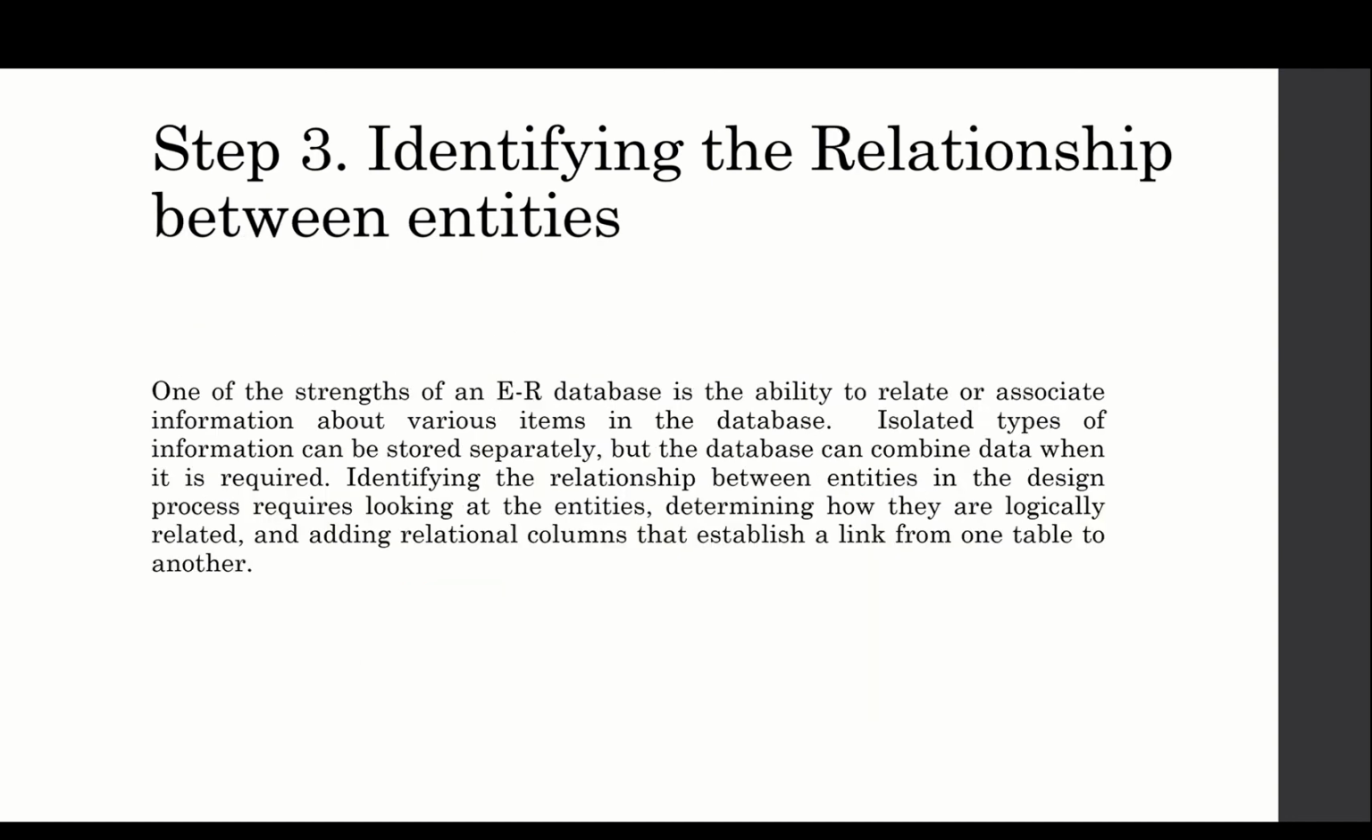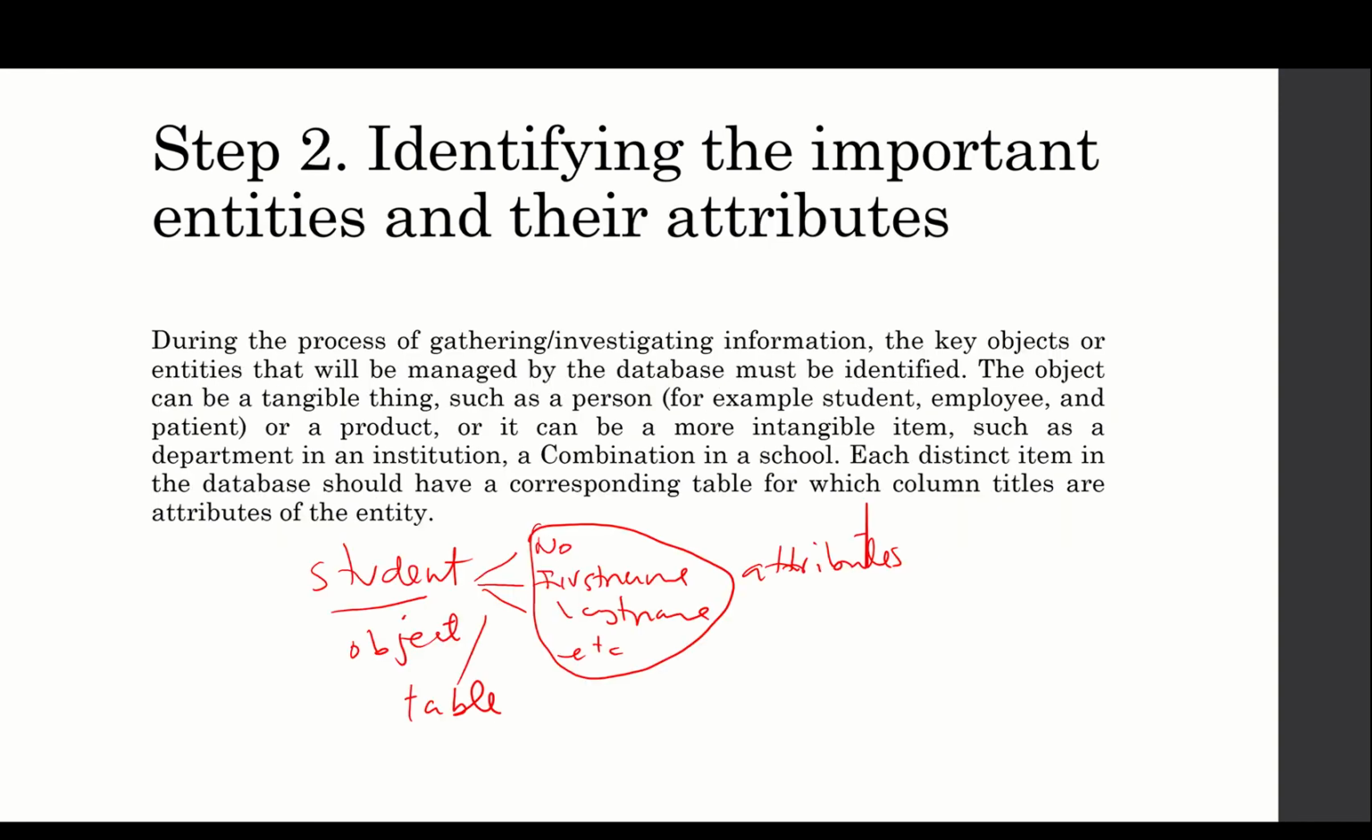So after gathering information, you are going to sit, then identify objects as well as their attributes. Step number 3, you are going now to identify the relationship between entities. So now in the school, here we have students. Then we have combination as another object.